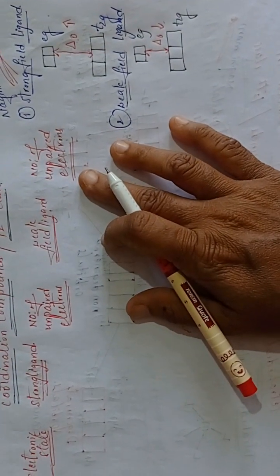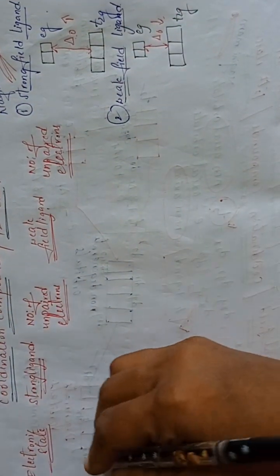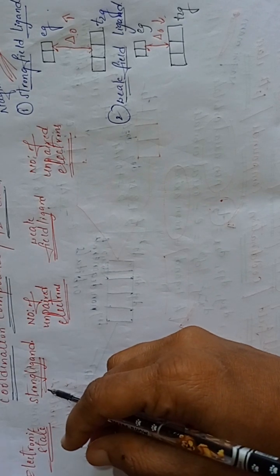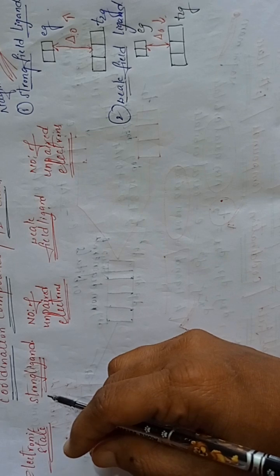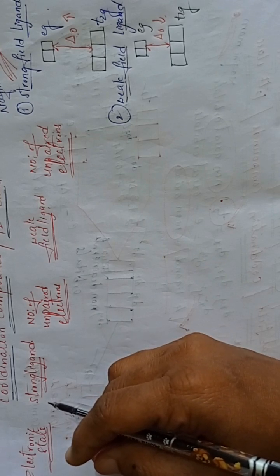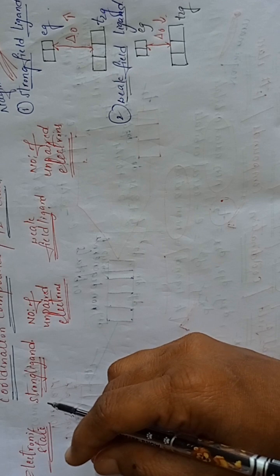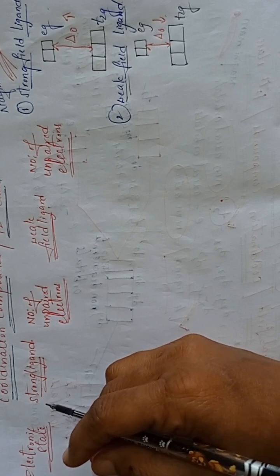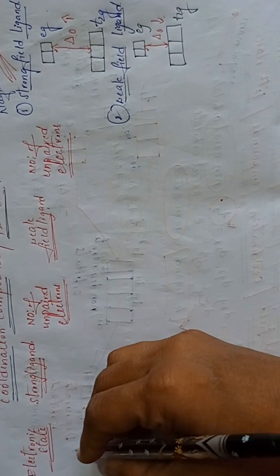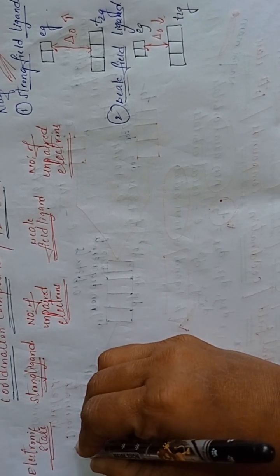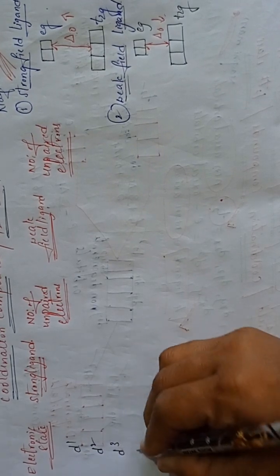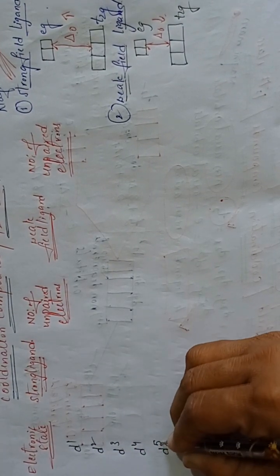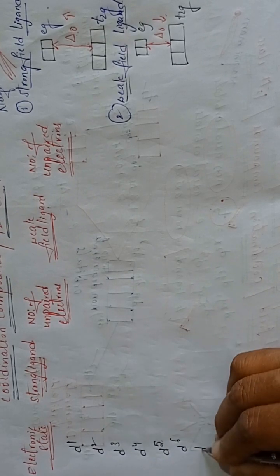Now see here, electronic state. First I am taking the electronic state d1, because in the d subshell there are 5 d orbitals, so the maximum number of electrons in the d subshell is 10 electrons. So d1 to d10, how to write the electronic configuration, now I am discussing. First electronic state d1, d2, d3, d4, d5, d6, d7.